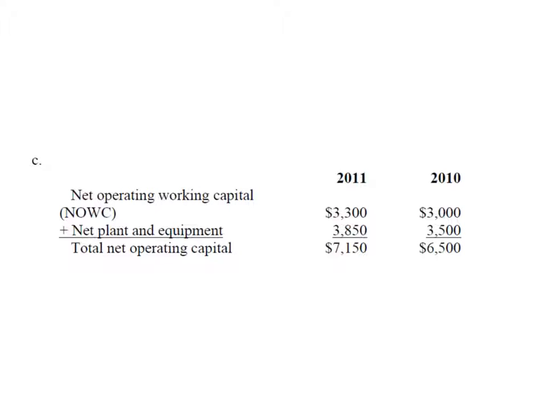Remember from the last step, we calculated the total net operating capital for 2012. It was 6,500, and for 2013, it should be 7,150. The difference between these two numbers is the so-called net investment in operating capital. So 7,150 minus 6,500, that's the net investment.